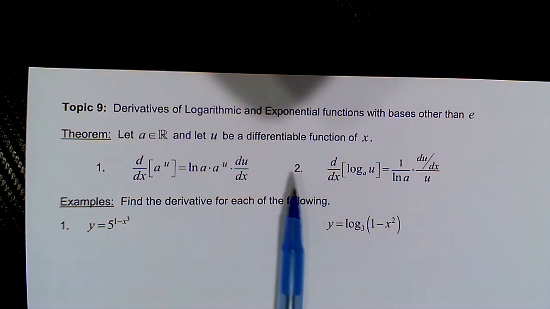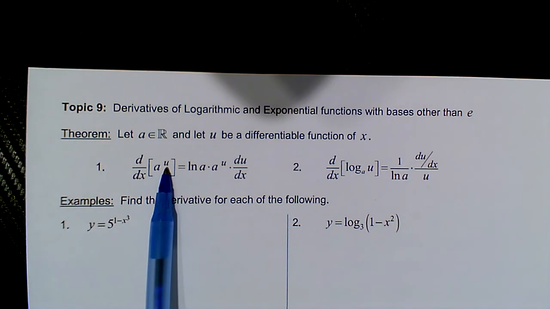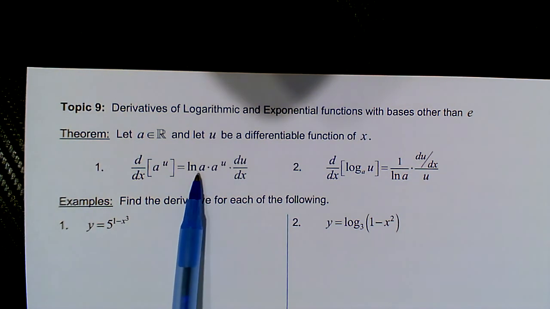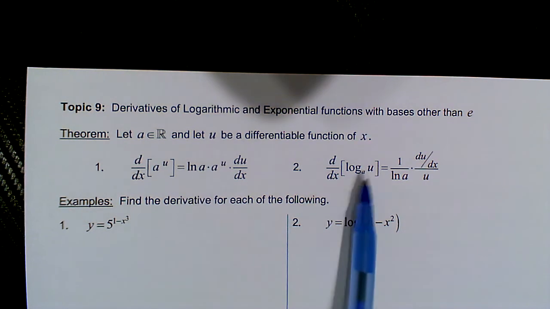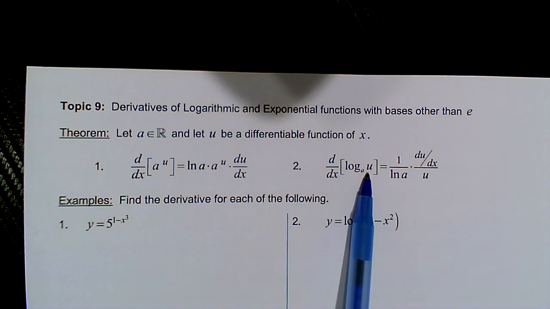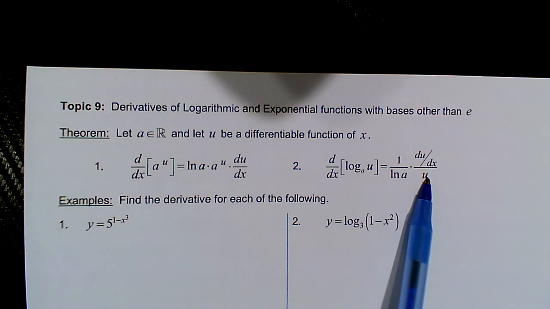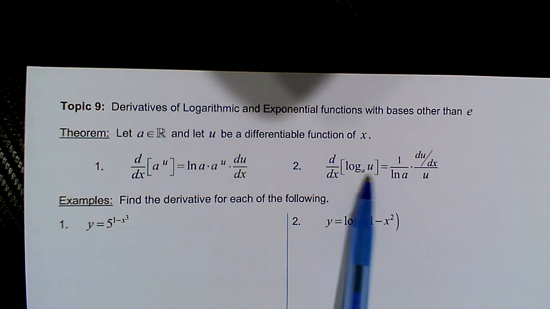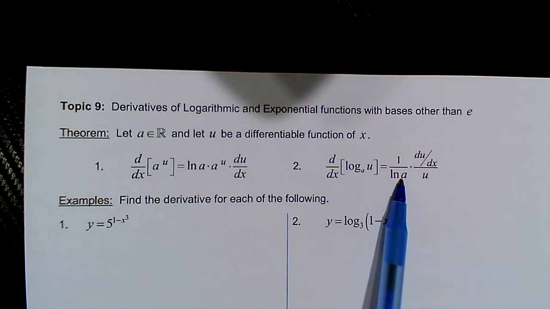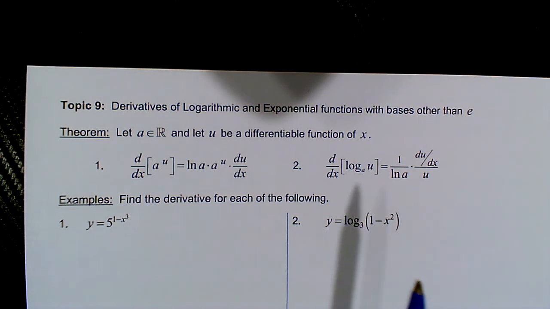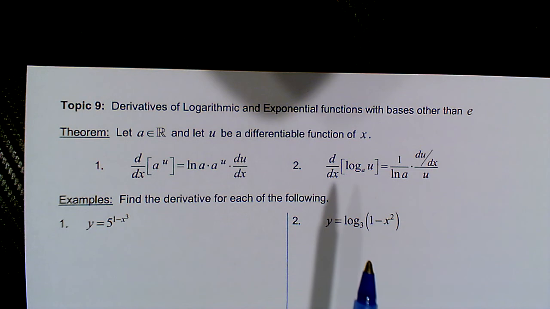And they're very similar to our formulas for e to the u, for example. E to the u is e to the u times du dx, but for a to the u, we get this extra natural log of a as a factor. And similarly, differentiating log base e of u, that would be the natural log of u, we'd get u in the denominator and its derivative in the numerator. But it turns out if the base is a, we get this little modifying factor of 1 over the natural log of a. So we'll show through proof how that occurs.